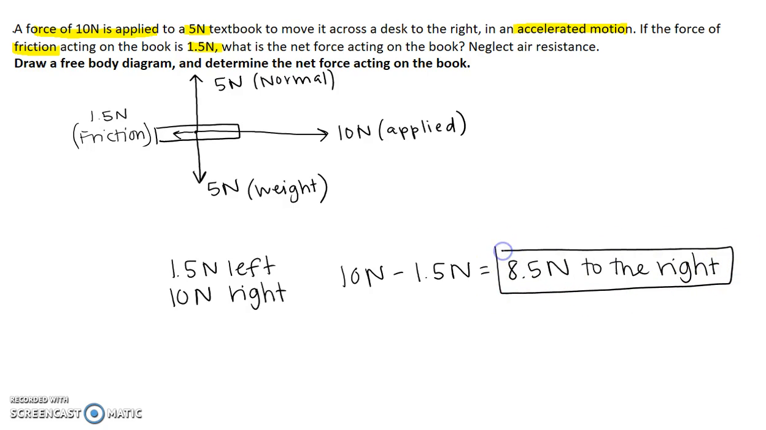And so part of the reason that we draw these arrows to scale is so that when we look at our picture, this 8.5 newtons to the right makes sense when we look at the way that we drew. Okay? So make sure that as you draw your free body diagrams, you're labeling everything, but you're also making sure things are to scale.